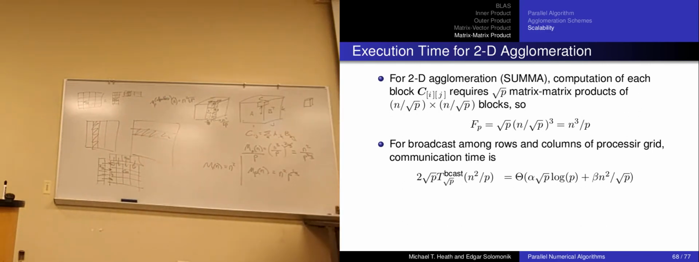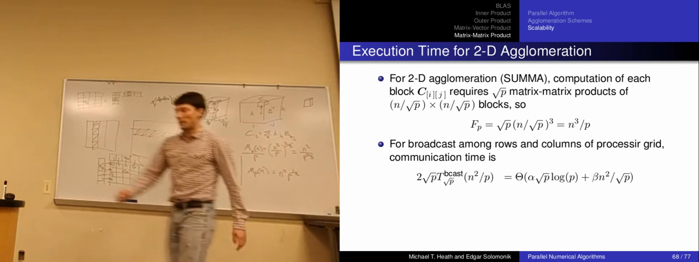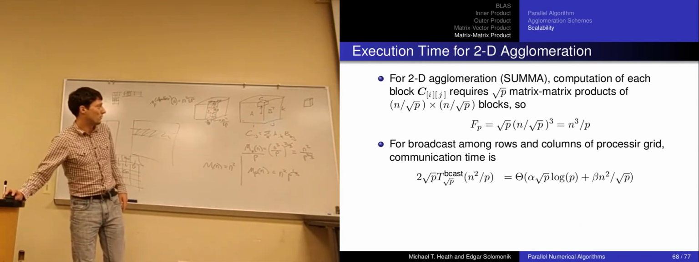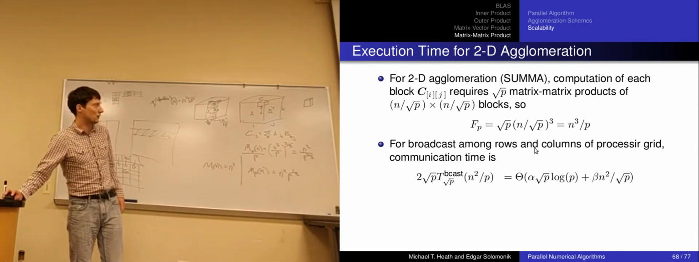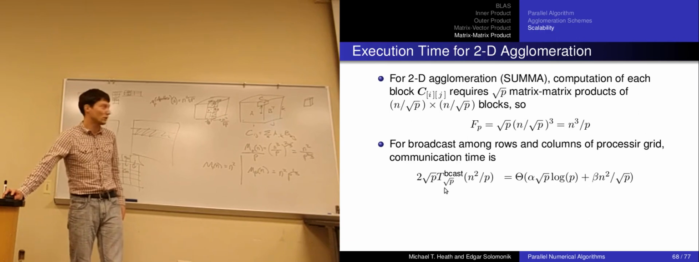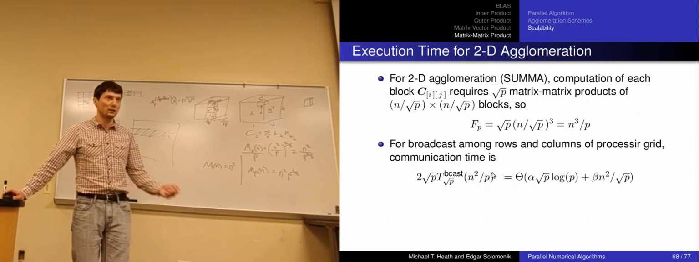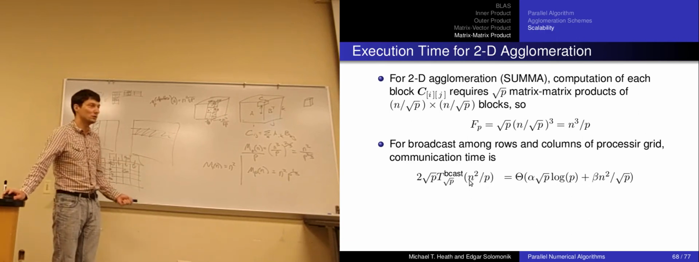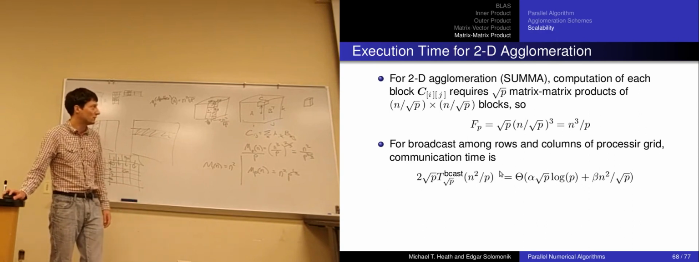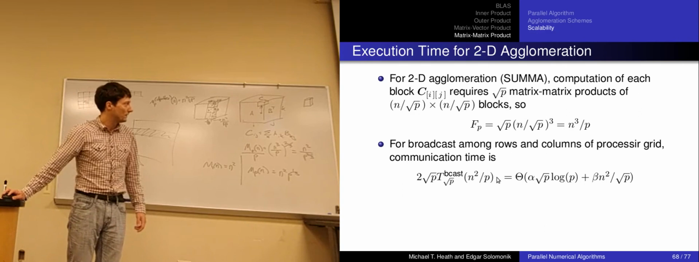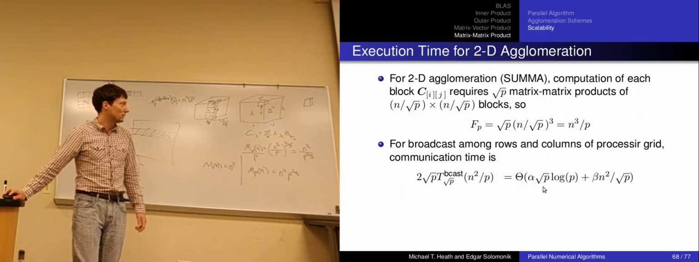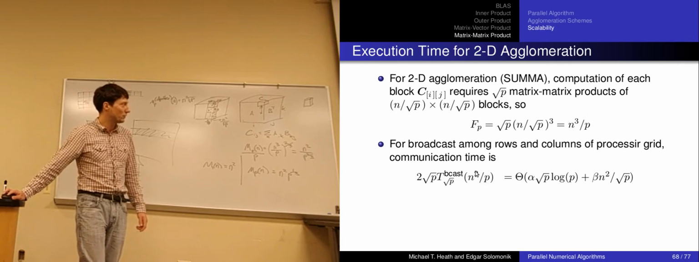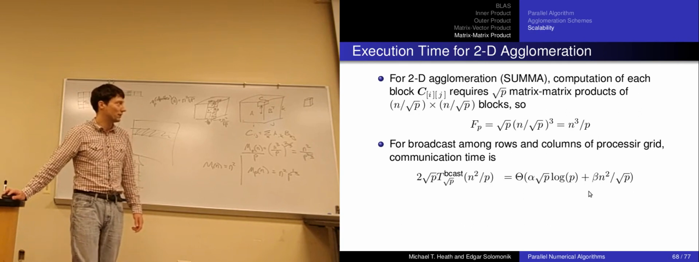So we take here square root P, and we multiply it by the cost of a broadcast of n squared over P, which is the size of our local block. So we always broadcast a single local block so that our memory usage stays at n squared over P, because we'll discard it before the next iteration. And the broadcast is linear in cost with respect to this in terms of bandwidth, so we multiply that by square root P and get a term like this.